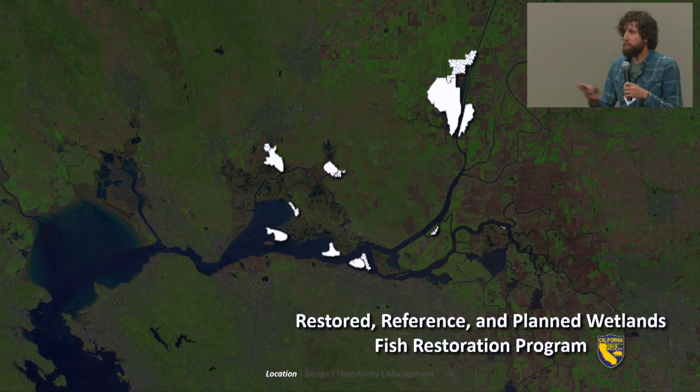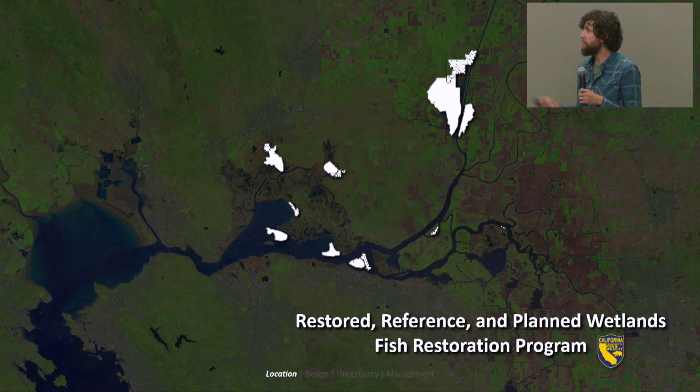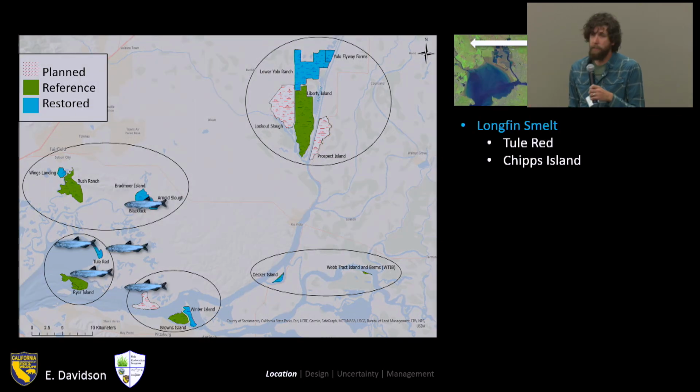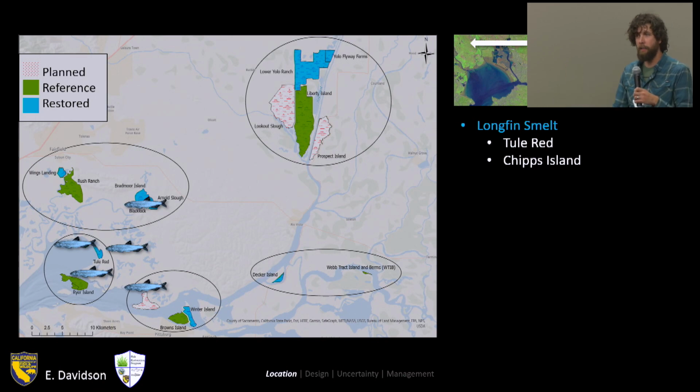This is really clearly illustrated by some of the data collected by the Fish Restoration Program. You can see here many of the wetlands that they are studying. Longfin smelt are a perfect example of this salinity gradient. They're a brackish fish. They like salty water. They're only found downstream. That's easy, right?